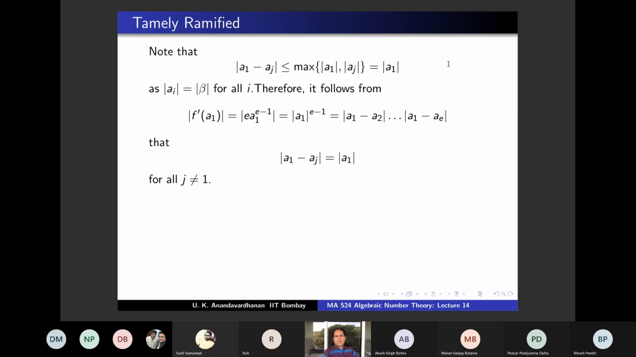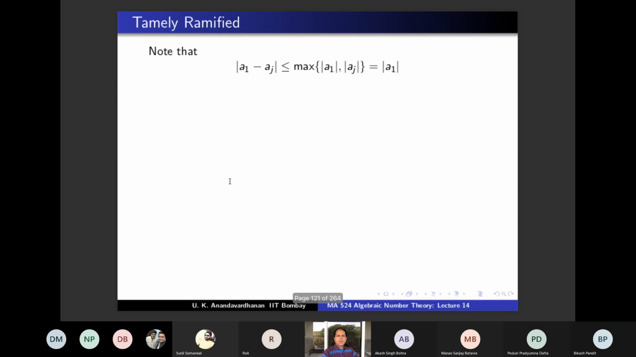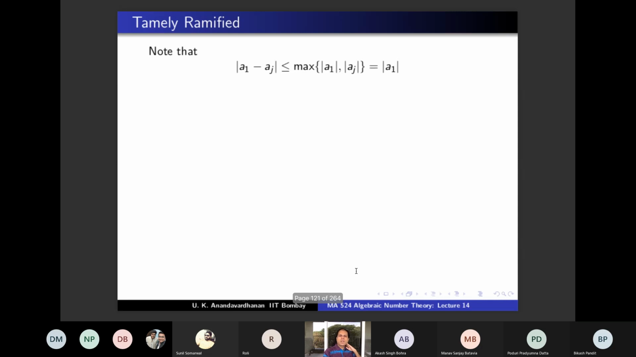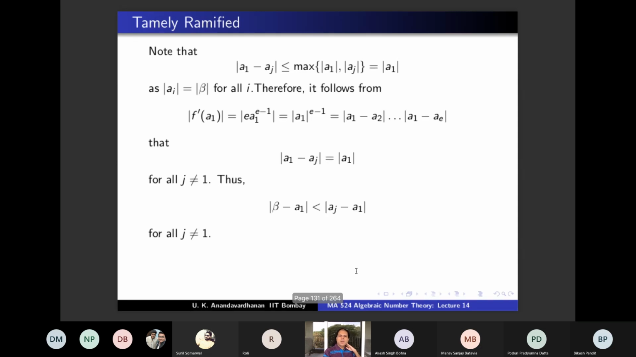So mod A1 minus AJ is less than or equal to mod A1 obviously, but from this by sandwiching you conclude that mod A1 minus AJ is equal to mod A1 for all J not equal to 1, and plug that in back here. You have got an A1 such that mod beta minus A1 is strictly less than mod A1, but mod A1 equals mod A1 minus AJ for all J. So for all J not equal to 1, you have got this strict inequality.